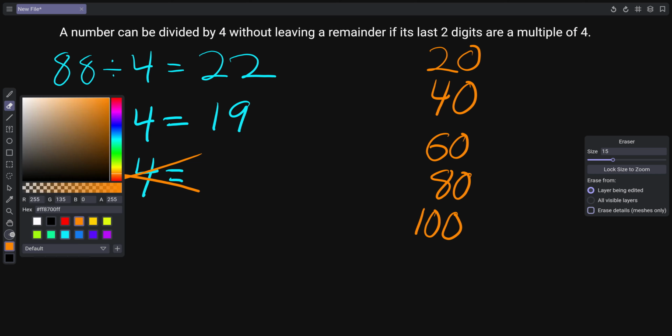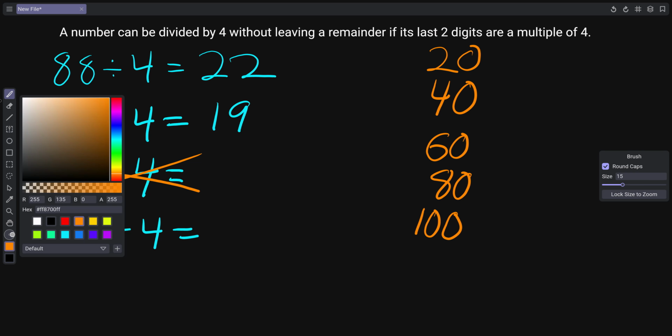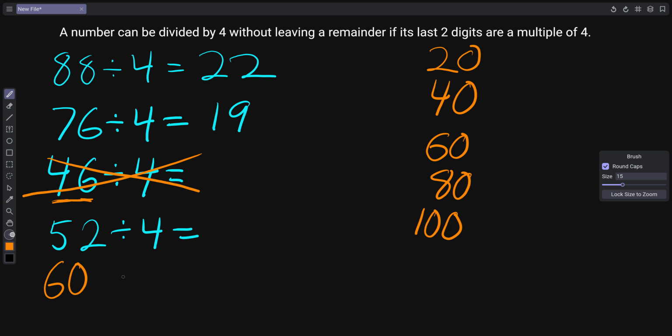I would like to try another example with you. Let's say we had 52, right? And we wanted to see if this was evenly divisible by 4. There could be a couple ways we could do this. 52 is pretty close to 40, but it is a little closer still to 60. So we'll choose 60 for this. So we'll take 60 and we'll count down by 4 to see if we can get to 52. 60 would become 56, and then it would become 52, because 60 minus 4 equals 56, and 56 minus 4 equals 52.